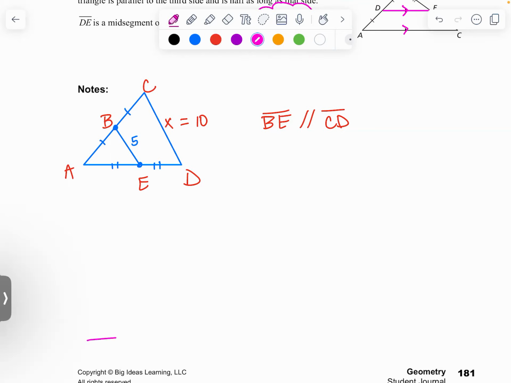I want you to draw this picture. I didn't want the right triangle, that's why I redrew it.